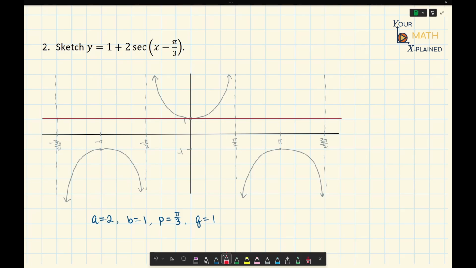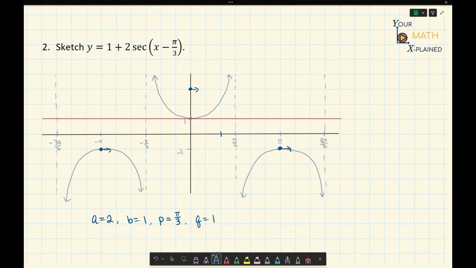And then because the a value is now 2, everything is going to be stretched vertically by a factor of 2, which means these points are now going to be 2 units away from the midline. So they're going to be right over here, and right over here. But because our p here is pi over 3, they're also going to be shifted pi over 3 units to the right.